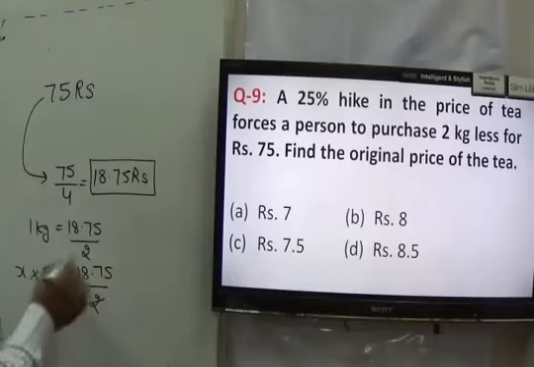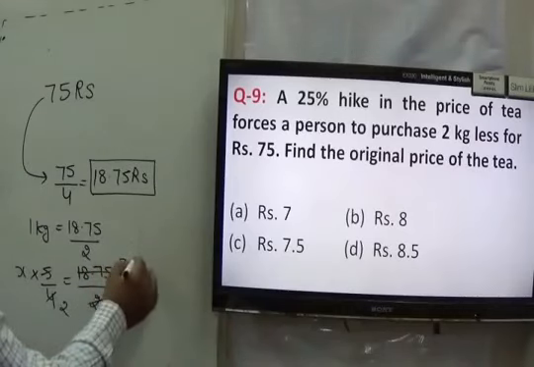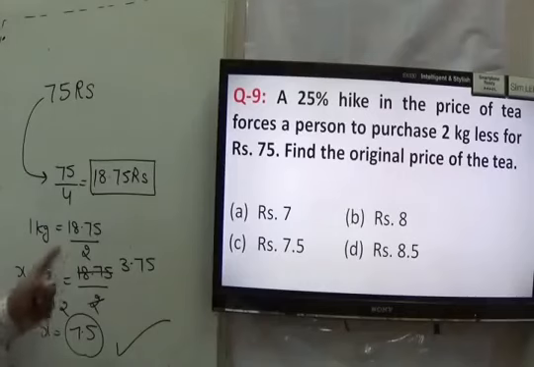2 will go on 2. Then I will cancel by 5. 5 will go on 3, 15, 37. Then 7 and 5, right? Multiply by 2. Here I can say X is equal to rupees 7.5. It means the original price of the tea was rupees 7.5 per kg. If I have to find the increased price, in that case my answer would be 18.75 by 2.